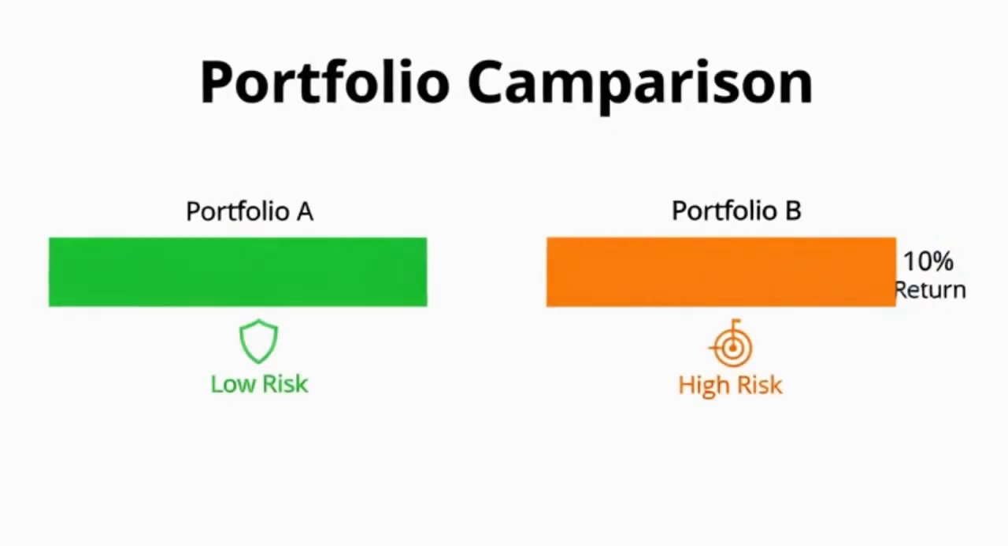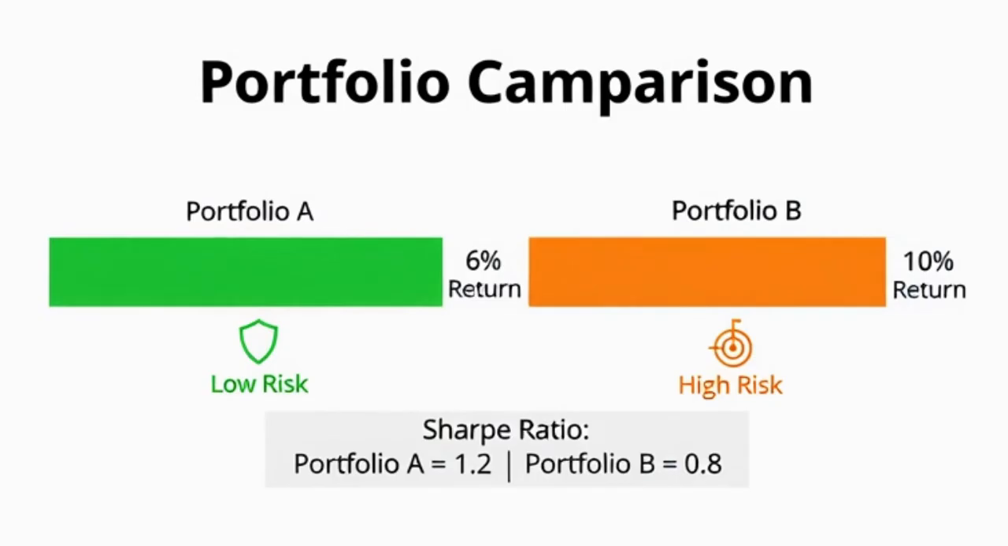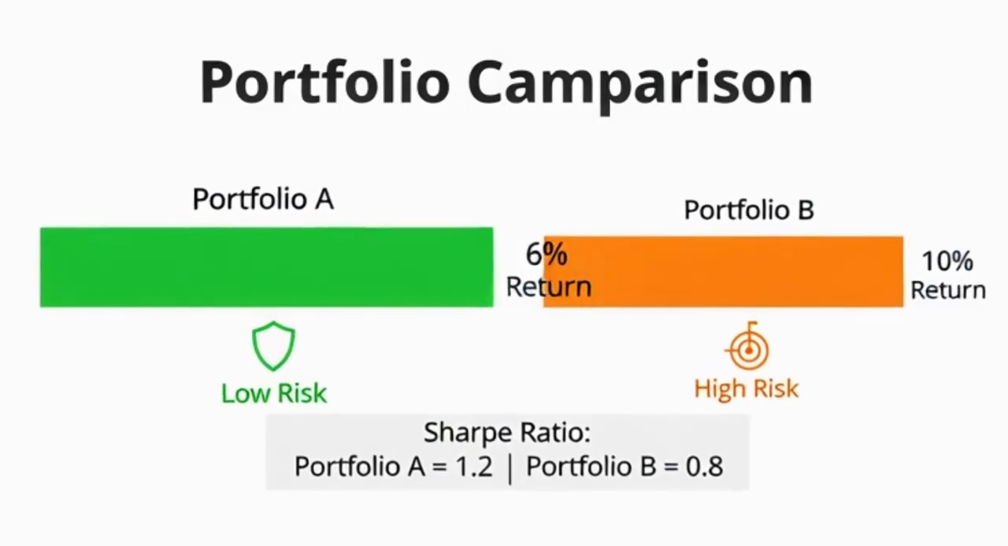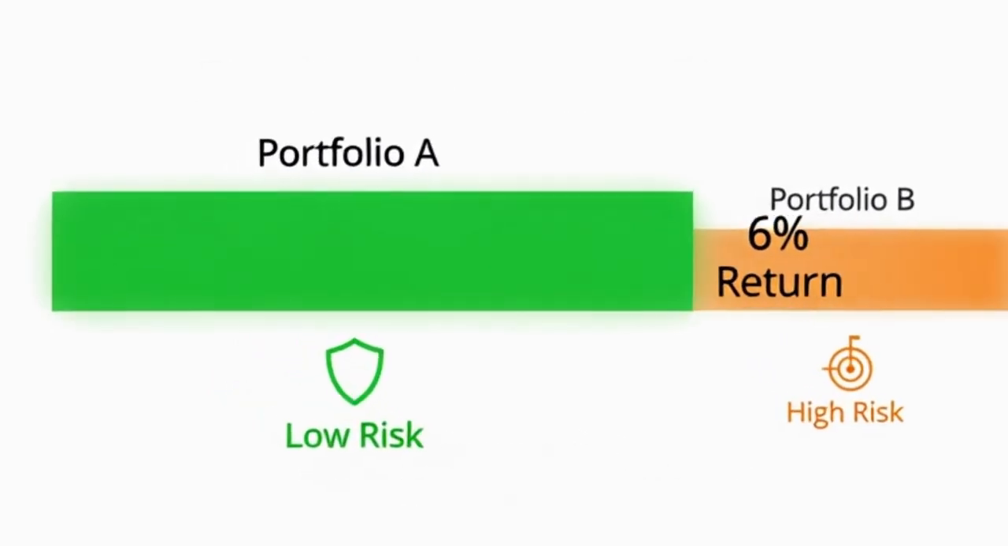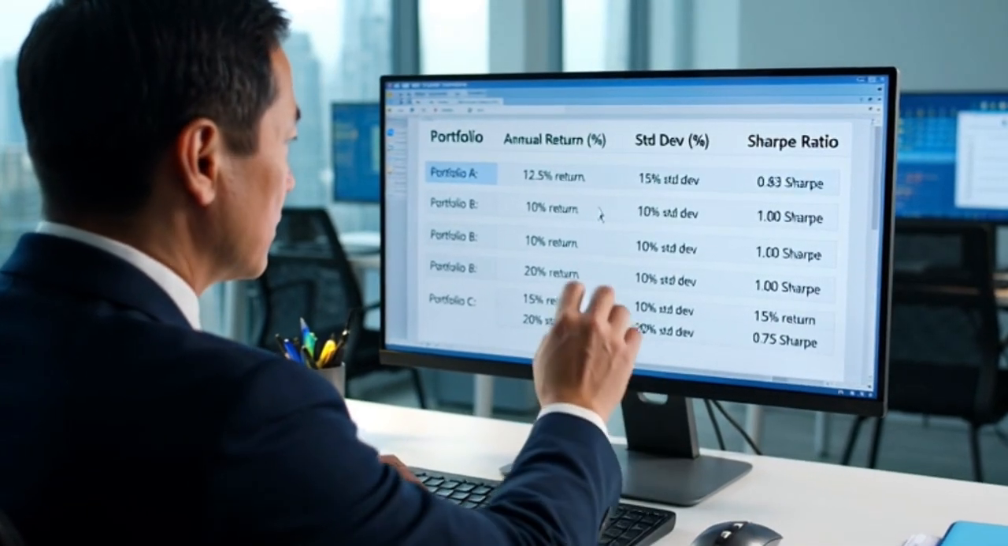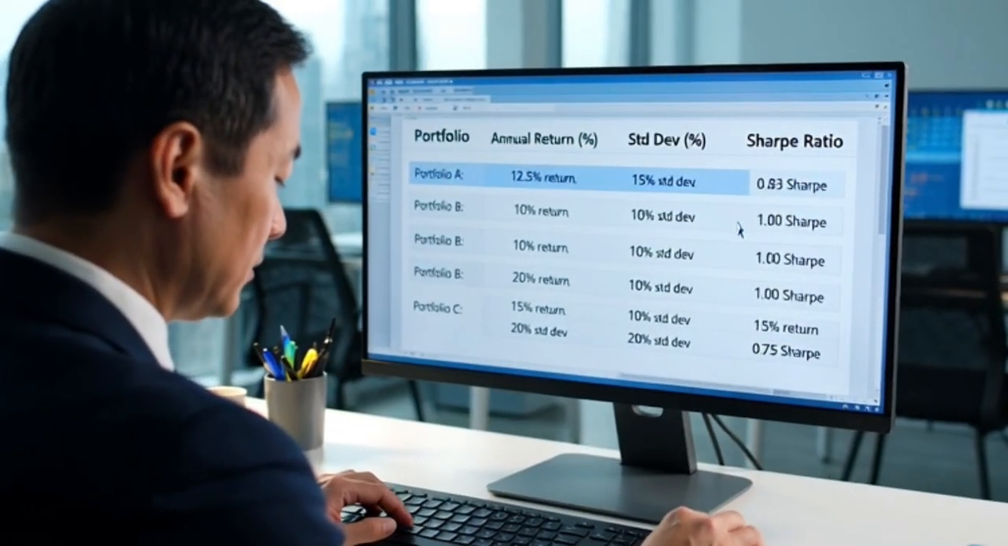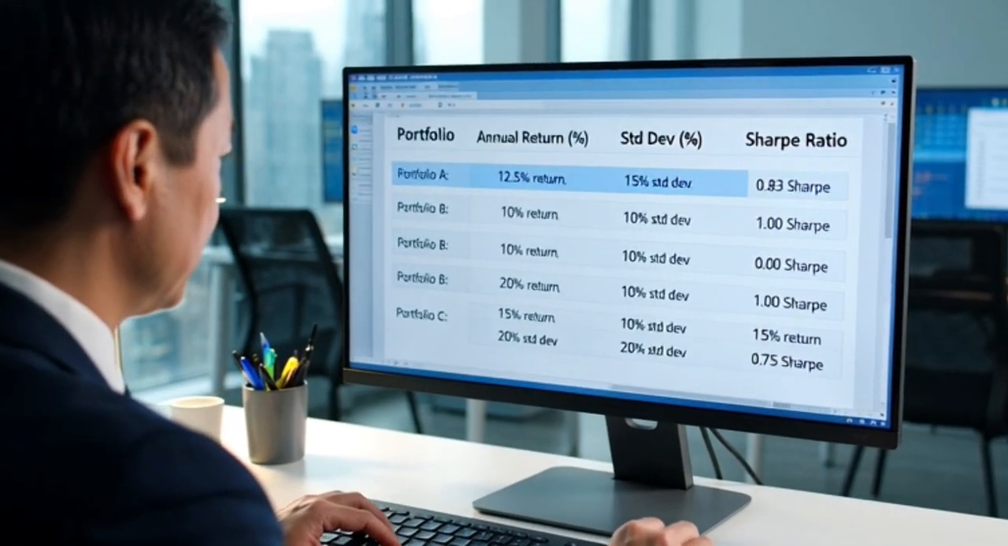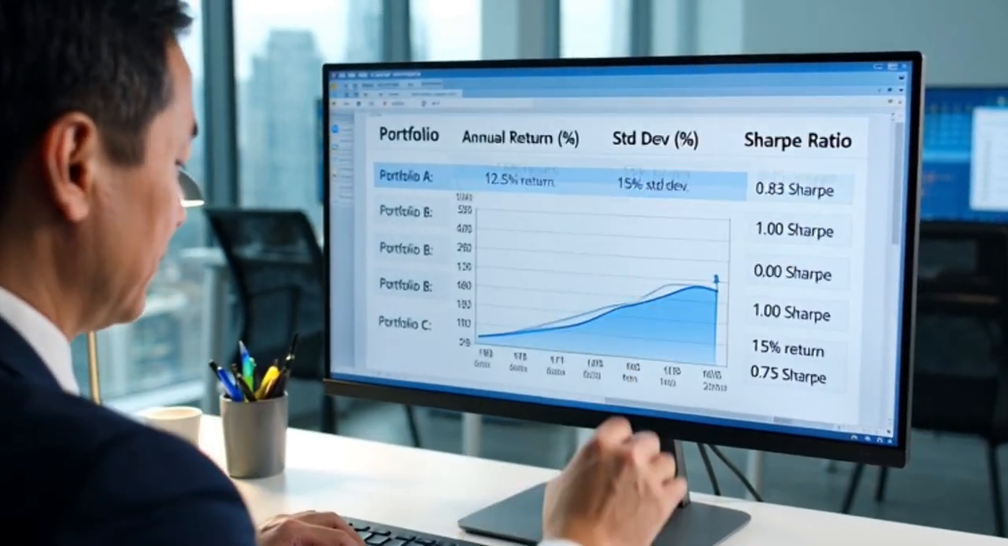A portfolio with lower return but much lower risk can outperform a higher return portfolio when adjusted for risk. Fund managers use the Sharpe ratio to compare portfolios and identify the most efficient investment strategies. The Sharpe ratio shifts focus from chasing returns to maximizing efficiency through smart risk management.